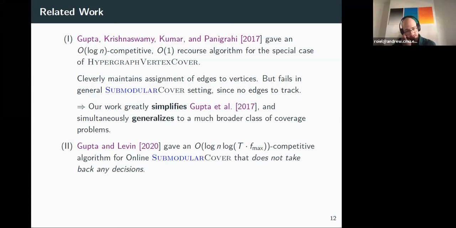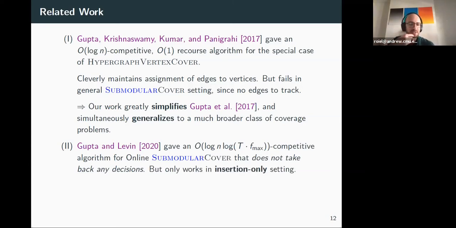And the second thing is earlier this year, Anupam and I had this paper where we essentially solved the online variant of this submodular cover problem, which relates to the questions you asked me, where no takebacks are allowed. And there we show the optimal possible competitive ratio of log n times log t times f max. It doesn't really matter that we understand this bound. But this is the competitive ratio in this summed sense over time because we're not allowed to take back our decisions.